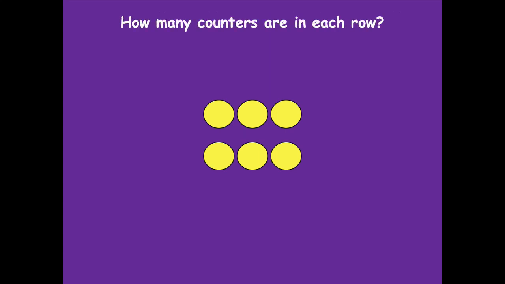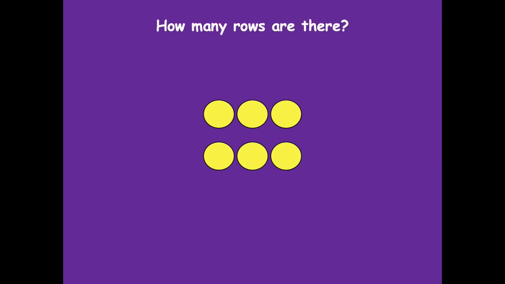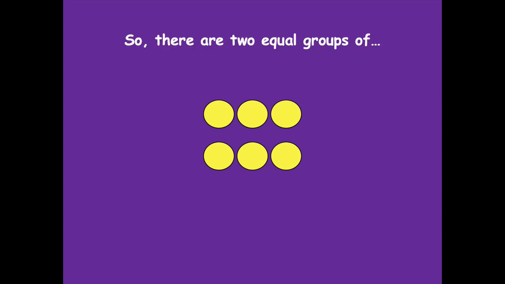So how many counters are in each row? So there's a row. How many counters? 3 counters. How many rows are there? 2 rows. You guys got this. You're doing awesome. So there are 2 equal groups of 3, because there's 3 in each group.